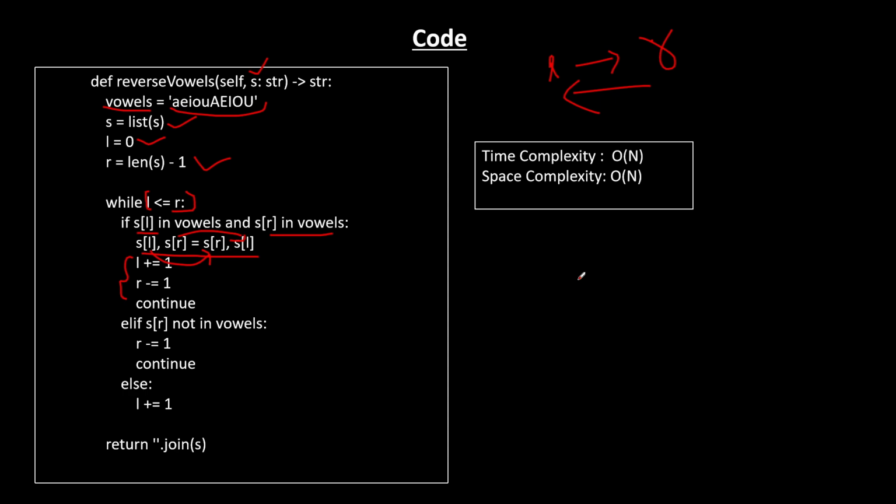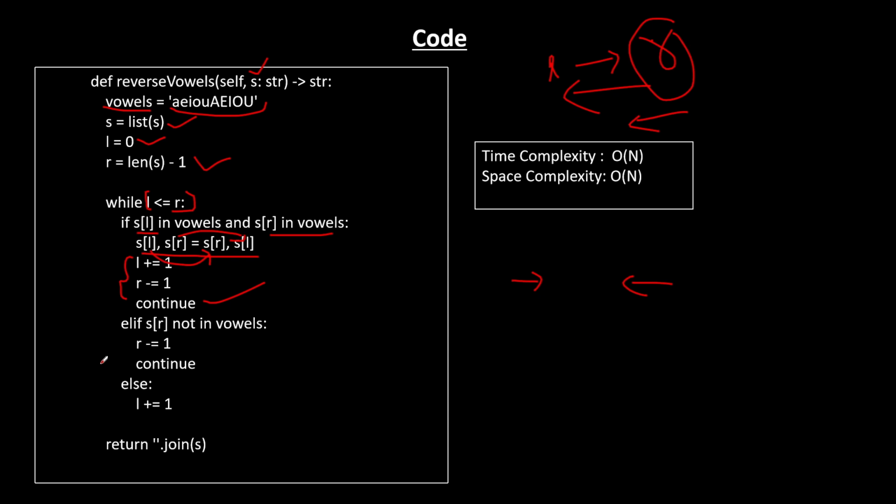L plus 1 will move to the right-hand side, so the L index plus 1, and R minus 1 will move toward length of S minus 2, this side. And we will continue. If S of R is not a vowel, as we discussed, we will just decrement the index and move to the left side, in search of the next vowel.